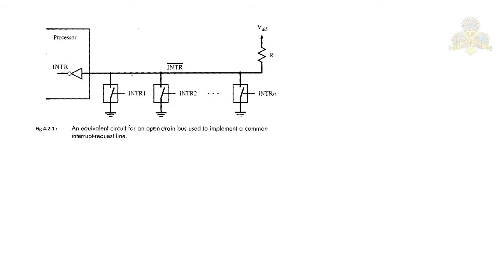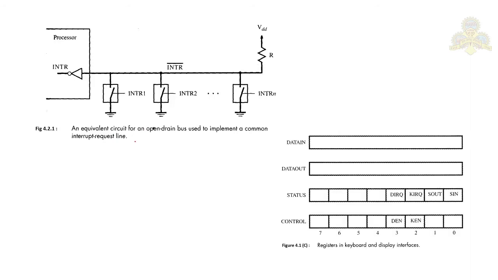The information needed to determine whether the device is requesting an interrupt is available in the status register. This is the processor status register. So, when the device raises an interrupt request, it sets one of its bits in the status register to 1.